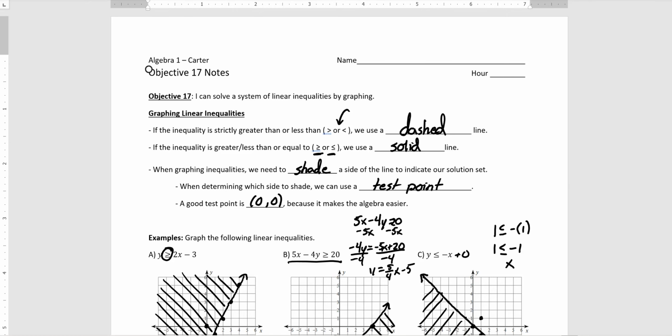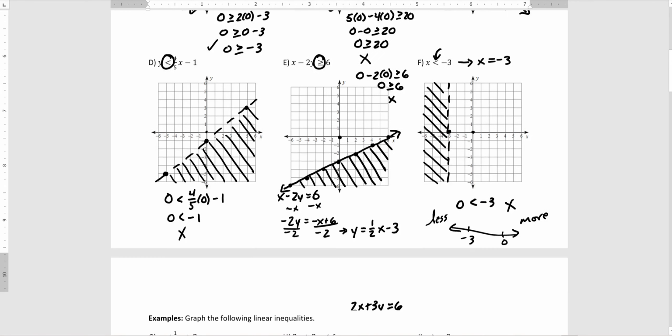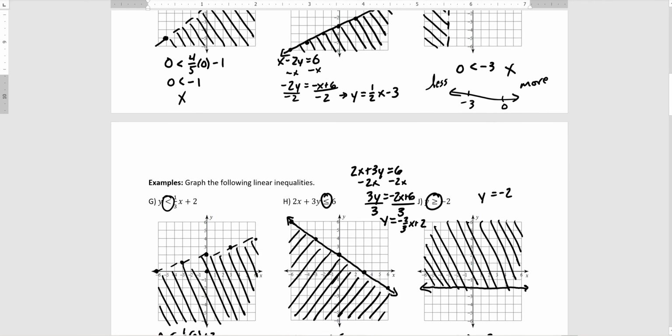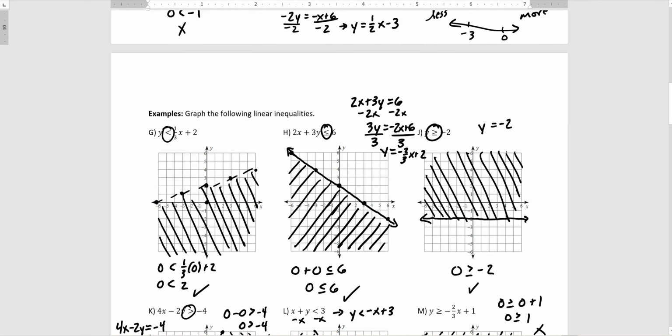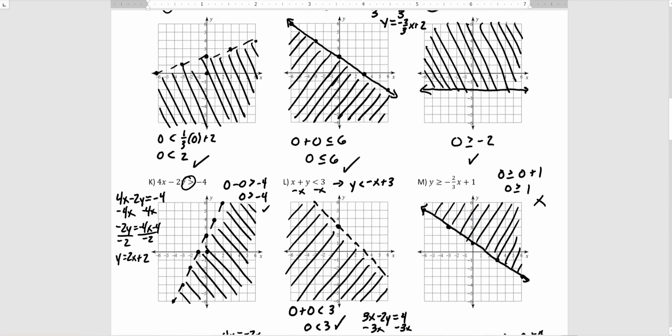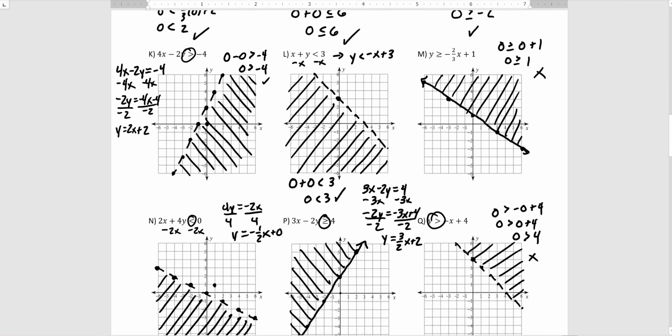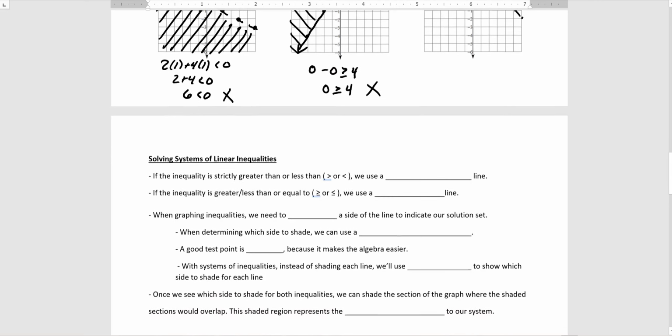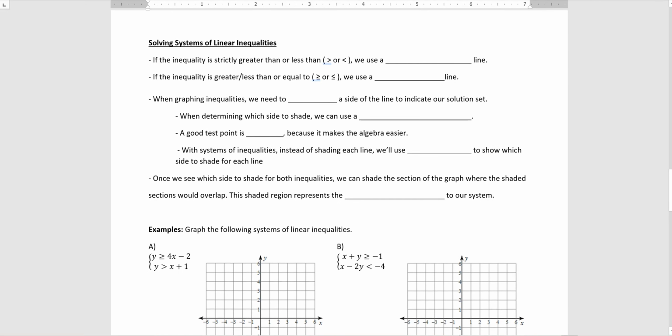Hello, and welcome to part 2 of our Objective 17 notes. If you remember, Objective 17 is all about solving systems of linear inequalities. In part 1, we looked at a single inequality and graphing that. Today we're going to solve systems, which means we're going to have multiple.